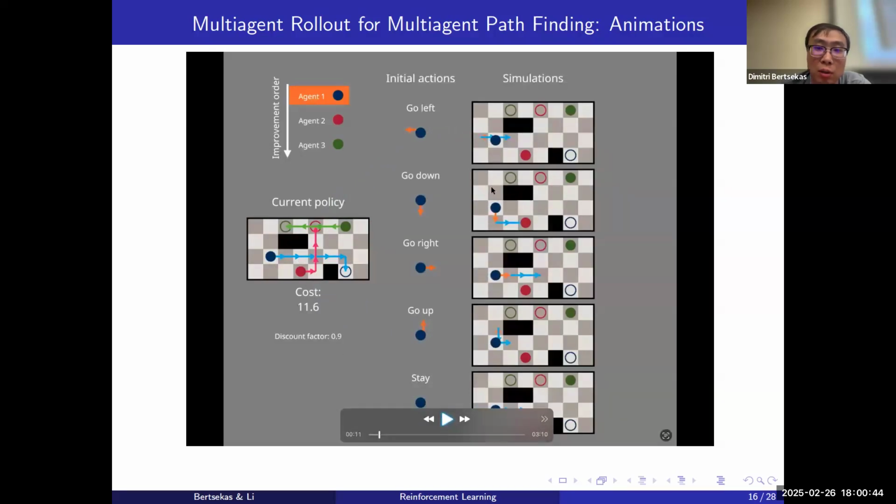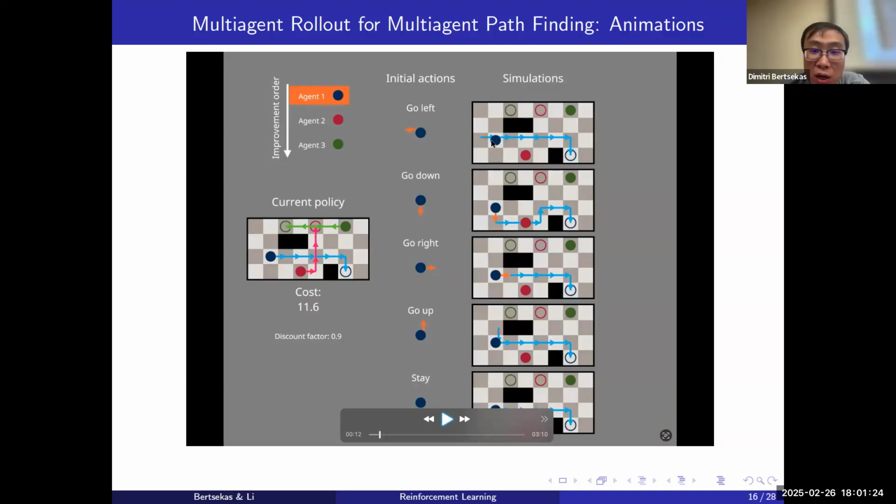multi-agent rollout. Remember, in multi-agent rollout, suppose that we fix this order 1, 2, 3. We start from agent 1. So agent 1 at the current position tries all 5 different moves: going to the left, going down, and right, up, or stay still. You try all 5 different moves at the current stage, and the subsequent stages follow the base heuristic, base policy, which is the shortest path to get to the target.